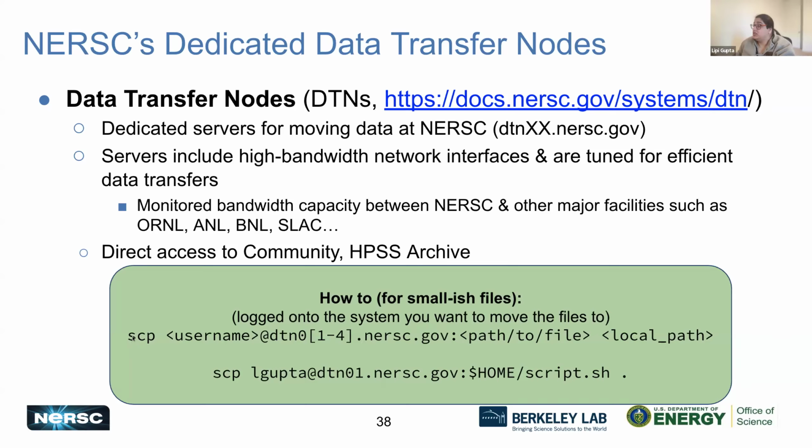You can basically just use SCP, which is secure copy, and then just specifically ask to use one of the DTNs. Let's see, are there only four DTNs? I don't remember. But there's a couple DTNs, and you can specifically ask to use one of those to do your SCP. And this shows how you would move from either to NERSC or from NERSC to whatever other system, whatever data you want to move between systems.